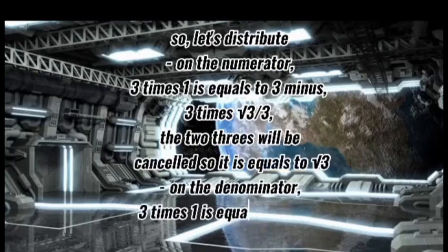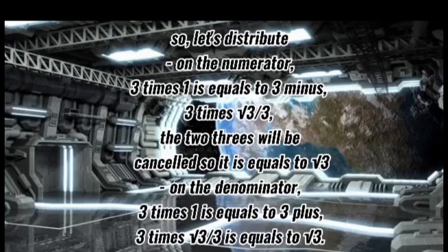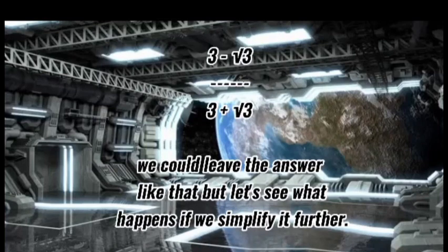On the numerator, 3 times 1 is equal to 3, minus 3 times the square root of 3 over 3. The two 3's will be cancelled, so it is equal to the square root of 3. On the denominator, 3 times 1 is equal to 3, plus 3 times the square root of 3 over 3, which is equal to the square root of 3. So 3 minus the square root of 3 over 3 plus the square root of 3. We could leave the answer like that.